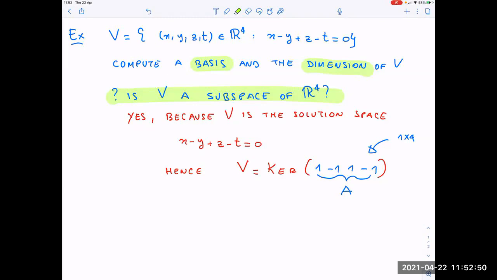Then let's see what we remember about computing a basis and computing the dimension. Sometimes it's possible to compute the dimension without computing a basis, because you can use other results. For example, the Rouché-Capelli theorem gives the dimension of V without computing a basis. And how does it work?